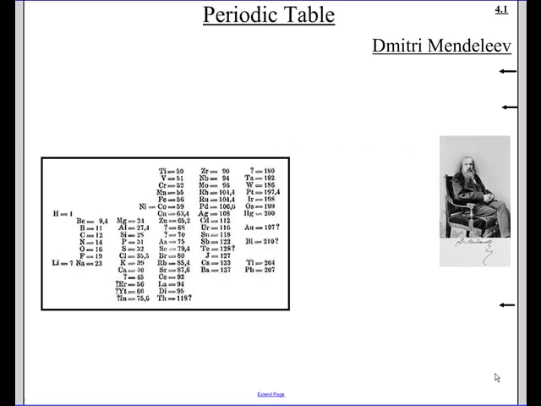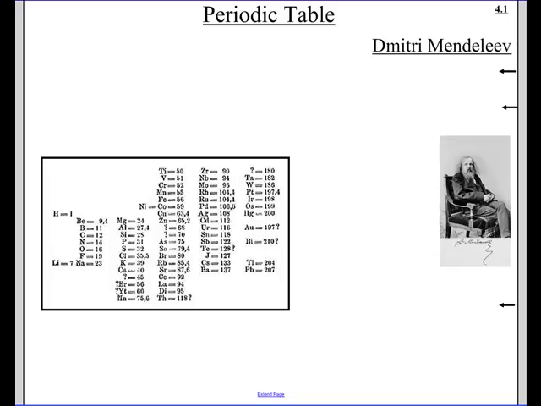All right, welcome to podcast 4.1. And this whole section is about the periodic table, at least it's an intro to the periodic table. Now, we're kind of familiar with the modern periodic table, the one we have, but let's talk about the history of it and where it came from.